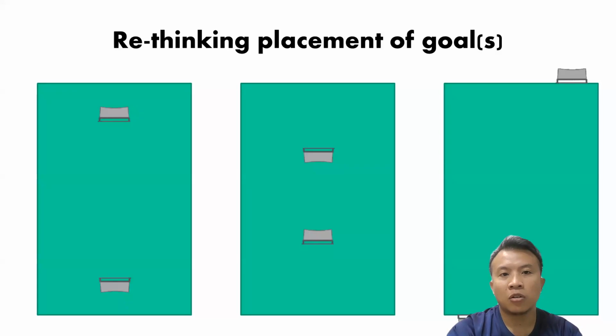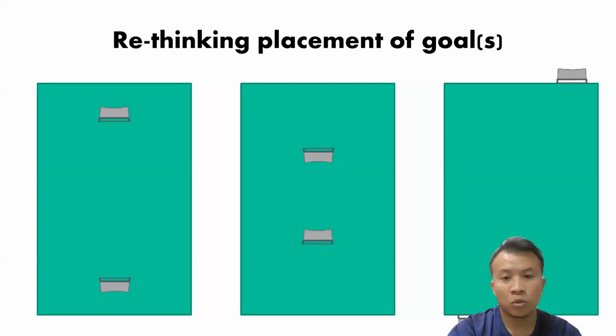So typically the goal post is situated on the end line, but what if we push the goal post inwards, similar to the game of floorball? In this way, the players can actually play behind the goal post. So this will bring about a different kind of tactical solution.